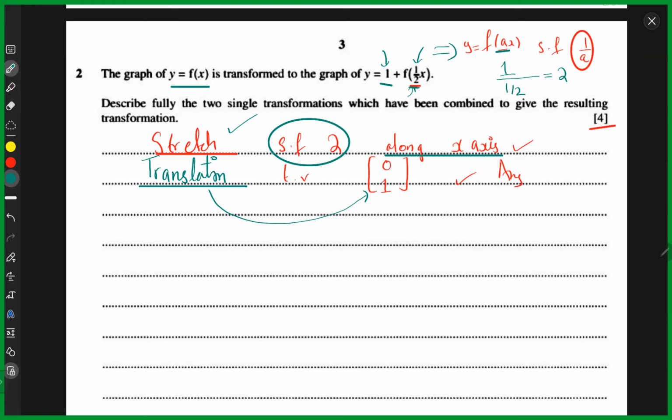Okay. And for example, if I had 1 by 2 f of x, then this basically would have meant that this is a stretch along y-axis, and the stretch factor would be this number directly. So whenever the number was being multiplied with the function, it would be the stretch factor directly, but for x it would be the reciprocal of it. Okay. Yeah, I understand.